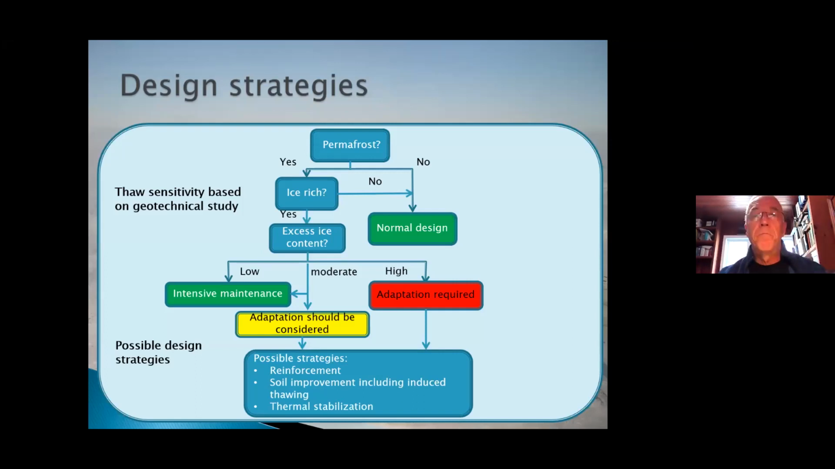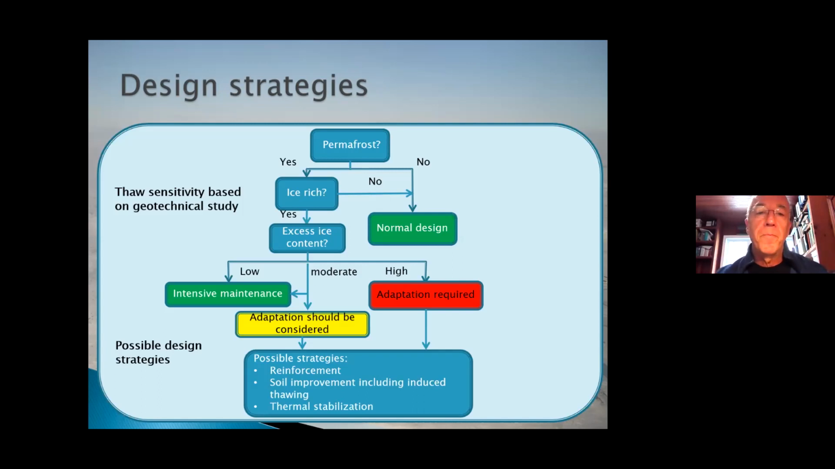Looking at the big picture, general strategy when you're designing something. First of all, you have to know if there's permafrost. You're in the north, but in many areas in the north, there's no permafrost. If there's no permafrost, designing something is similar to what you'd be doing in the south, and you can use all the design guidelines and the codes that you find in the south. Of course, considering cold climate condition in the north.